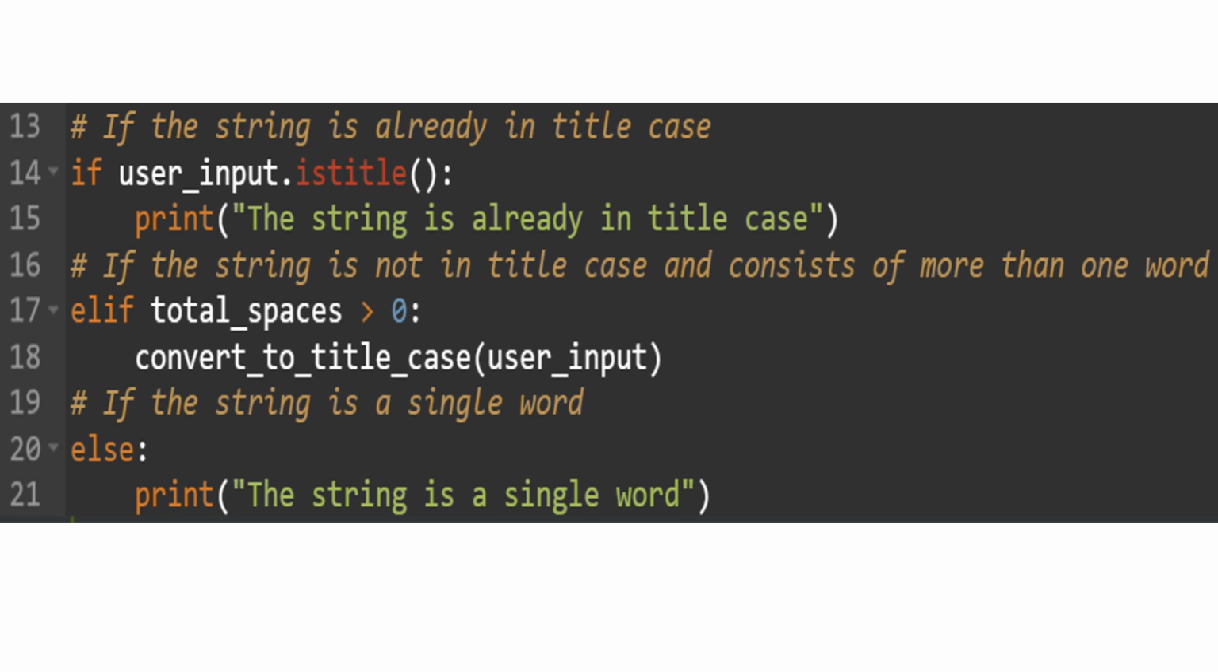In line 20, else. This line is an else condition, which handles cases where the input is a single word. In line 21, print, the string is a single word. If the input is a single word, no spaces, this line prints a message indicating that fact.